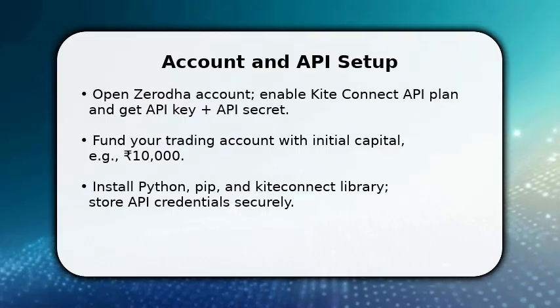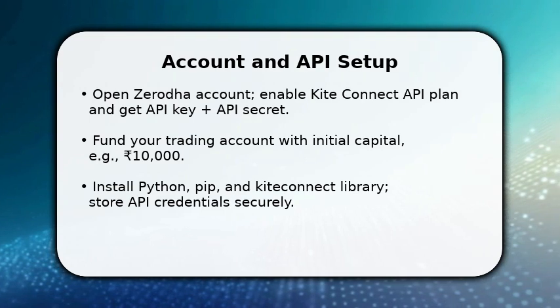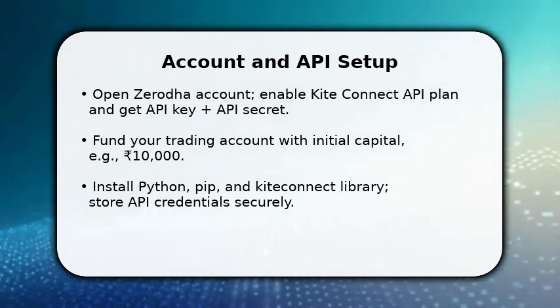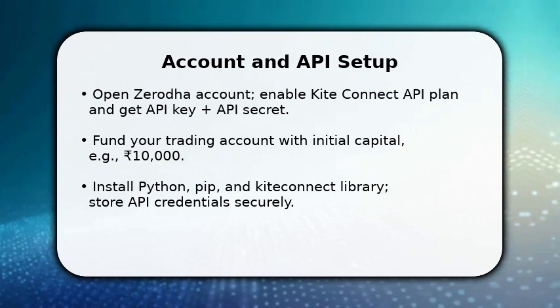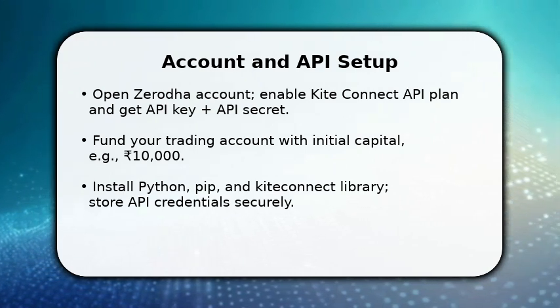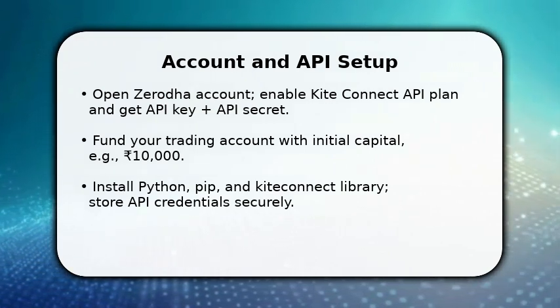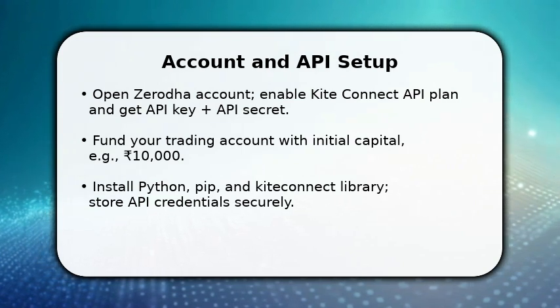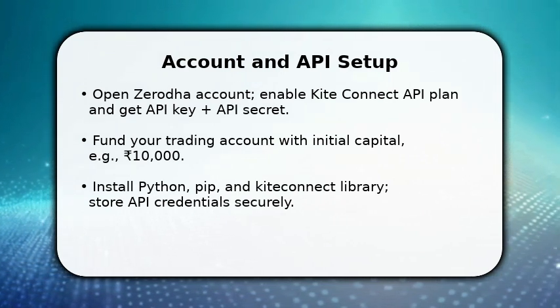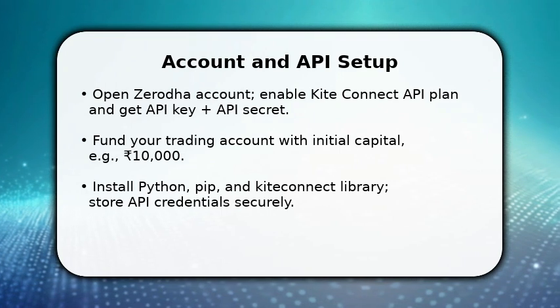You start by enabling Kite Connect and obtaining your API key and secret. This is mandatory. Once done, fund your Zerodha account with the capital you will risk and install Python plus the Kite Connect package. Make sure to store credentials securely and generate an access token by logging in through the Kite Connect flow. These actions let you authenticate programmatically, so you can make live orders and fetch data.